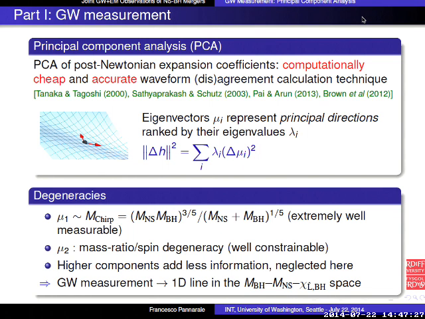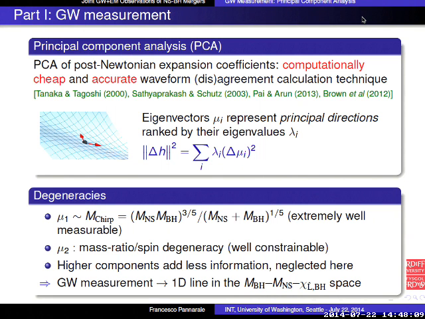And let's say the precision to which we can measure this principal component is given by the eigenvalue. So these eigenvalues will rank all your degeneracies in the space of waveforms. The first well-known degeneracy is the chirp mass. As long as you keep this number constant, your waveform in some sense doesn't change. You can't really distinguish two systems with the same chirp mass, which is what I did here. So it's the first quantity you extract from a gravitational wave detection, and this is extremely well measurable, sub-percent again.